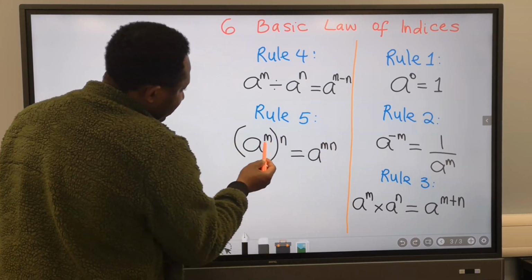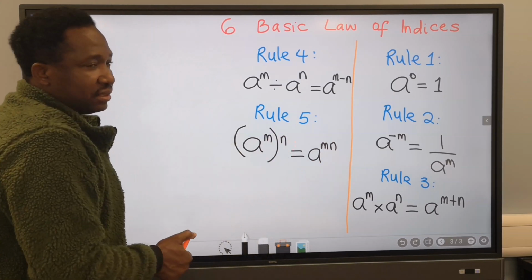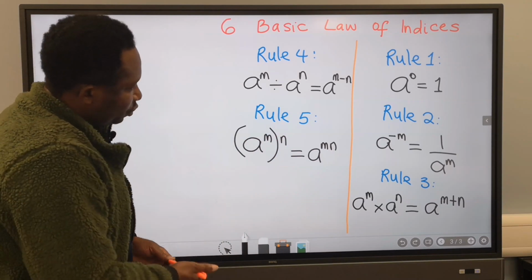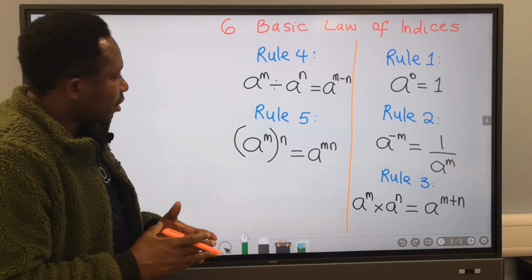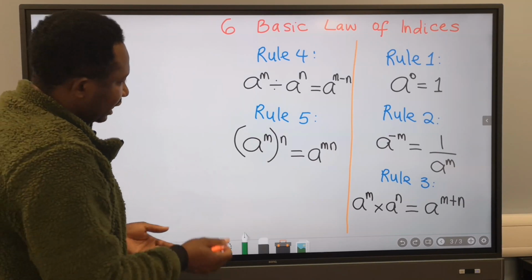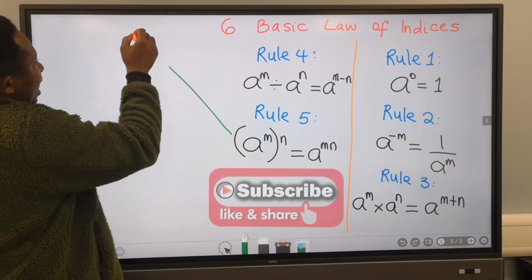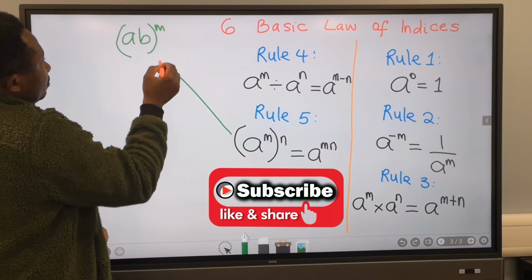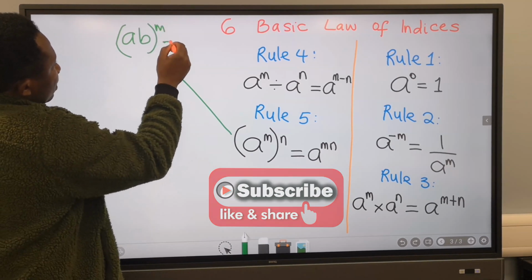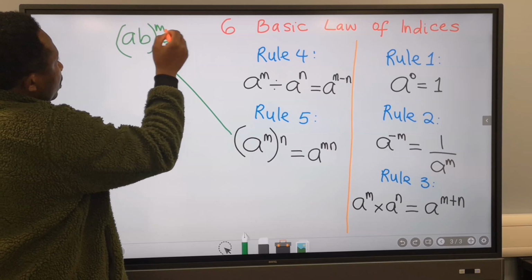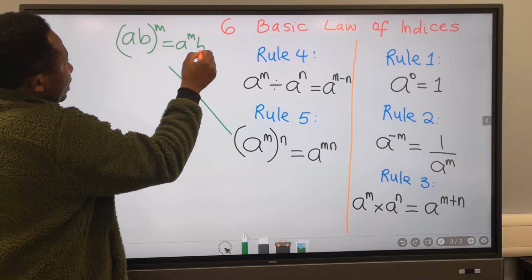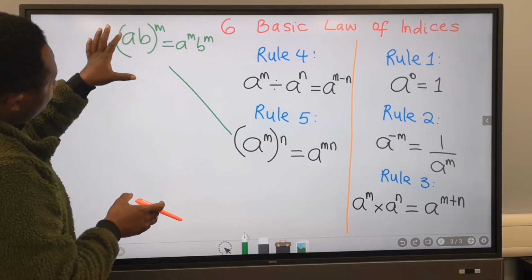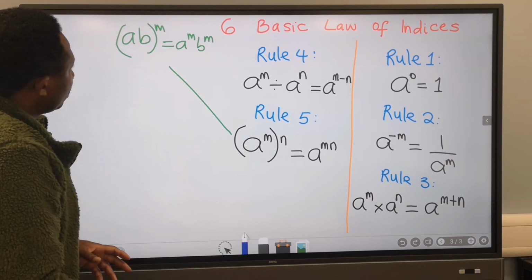That is, the powers will multiply. The fifth rule can be split into two to accommodate other variations. That is, if I have (ab) to the power of m, I can have a to the power of m and b to the power of m. This is a variation of the fifth rule.